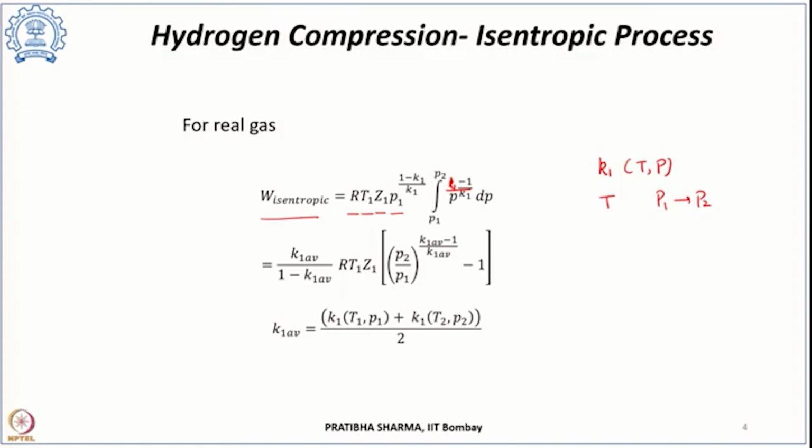Now, since the variation is linear, we can take the average of the exponent in these two states. So, we can use K1 average. If at pressure P1, temperature T1, the value is K1, and at temperature T2, pressure P2, the value is different, we can take the average of the two values. Now, this average exponent, K1 average divided by (1 minus K1 average) times R T1 Z1 times (P2 by P1) to the power (K1 average minus 1) upon K1 average, minus 1, gives the isentropic work for compression for a real gas.